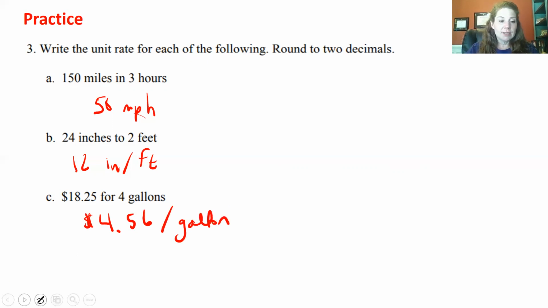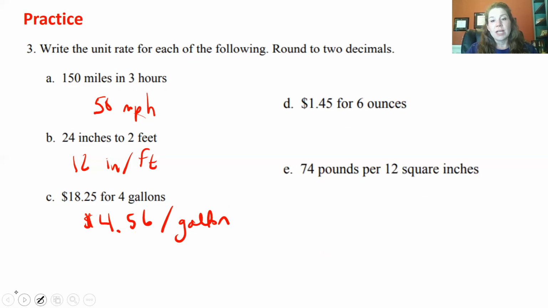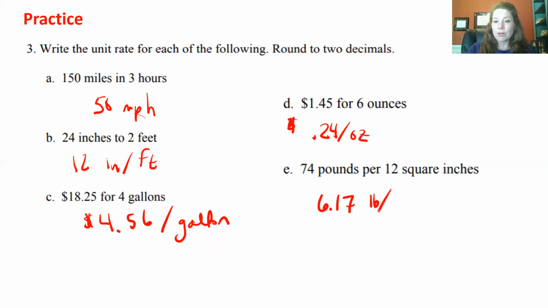All right. Oh, there's 2 more. Letter D. $1.45 divided by 6 would be about 24 cents per ounce. And 74 divided by 12, we're going to round to 2 decimal places. So we would write 6.17 pounds per square inch. I think we're done now, really.